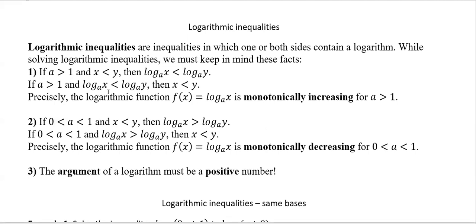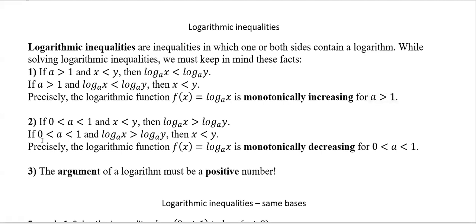If the base a of the logarithm is greater than 1 and log base a of x is less than log base a of y, then the argument x is less than y. Precisely, the logarithmic function is monotonically increasing for this value a.